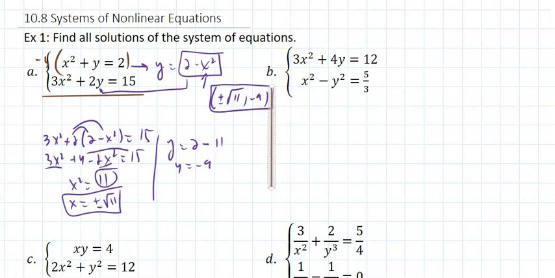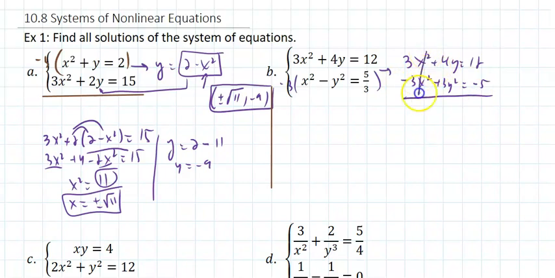Here's another problem. If I look at that problem, I could use substitution just like I did, or I could say, you know what, multiply this by a negative 3. The top equation is 3x squared plus 4y equals 12. The bottom equation is negative 3x squared plus 3y squared equals negative 5. If I add those, that is 3y squared plus 4y equals 7. So 3y squared plus 4y minus 7 equals 0.